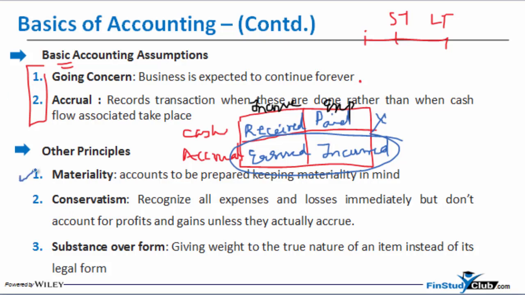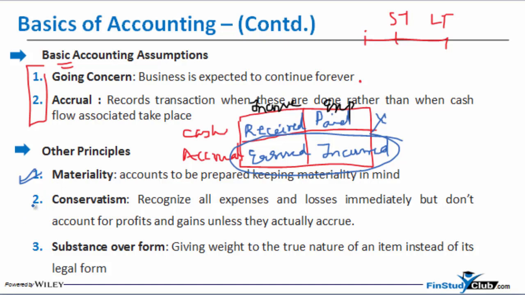Some of the other principles: materiality basically means that accounts are to be prepared keeping materiality in mind. The company should not get into too much detail, nor should it be too macro. So the level of detail should be as per the size of the company. In short, the cost of preparing and acquiring information should always be less than the benefit that the users of the financial statement will make out of that. Case in point, a company like Apple doesn't need to show every pencil and sharpener and stapler that they have, because obviously as an investor we are not going to make anything out of that kind of office stationery. So it is too immaterial.